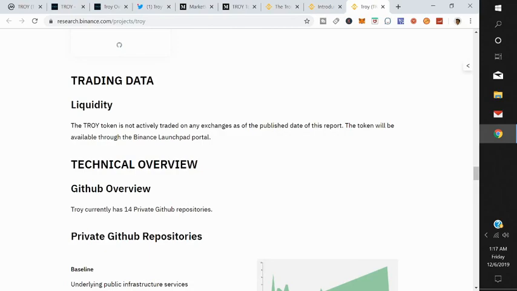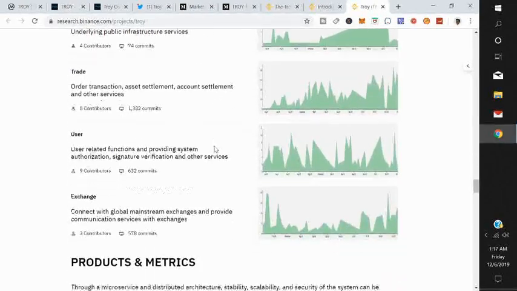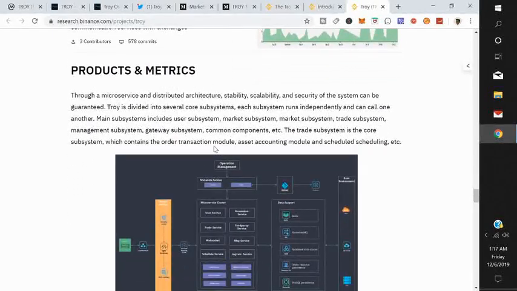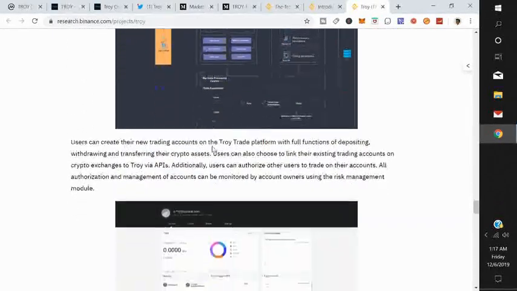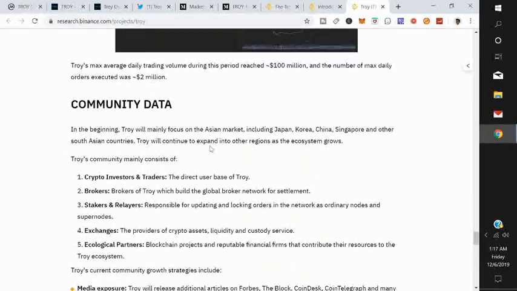Trading data. The trading is being held on Binance right now. It is also on the Binance DEX as well.